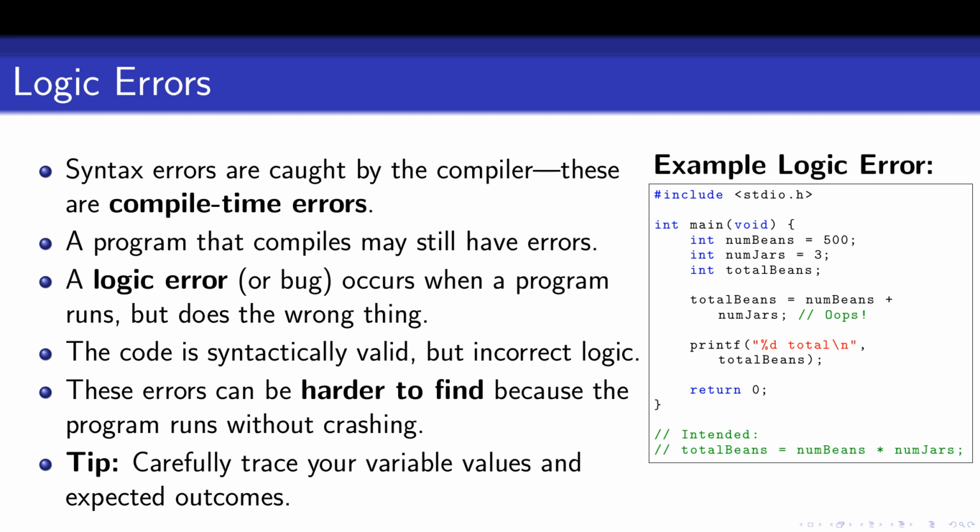In the example shown, the programmer intended to calculate the total number of beans by multiplying num beans by num jars, but accidentally used a plus sign instead. This kind of mistake is easy to overlook. Finding and fixing logic errors requires you to think through what the code is doing line by line, compare it against what you meant to do, and often test your code with different inputs to catch incorrect behavior.